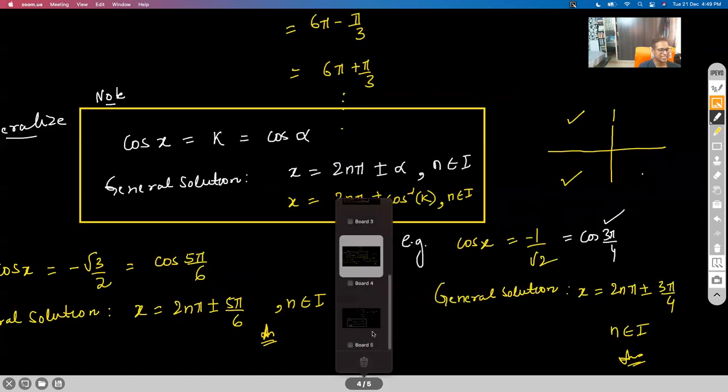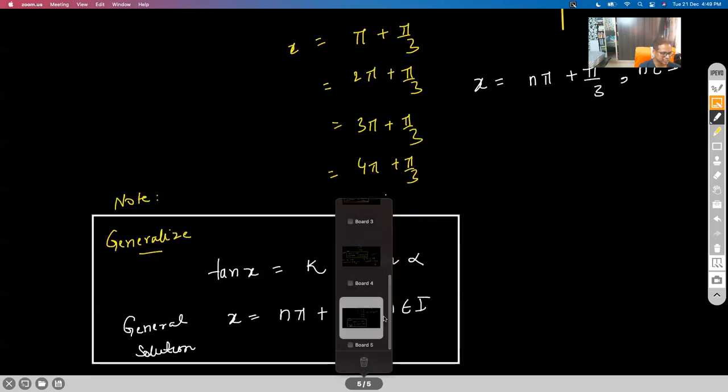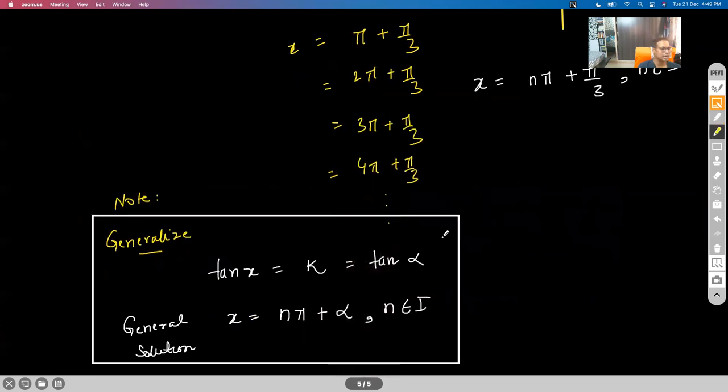Fine. And in the last one, which I took just now, if you're not able to find out an alpha for which tan alpha is k, then you can also leave your answer like tan inverse k. That is also fine. Is it okay? Any questions, any concerns?